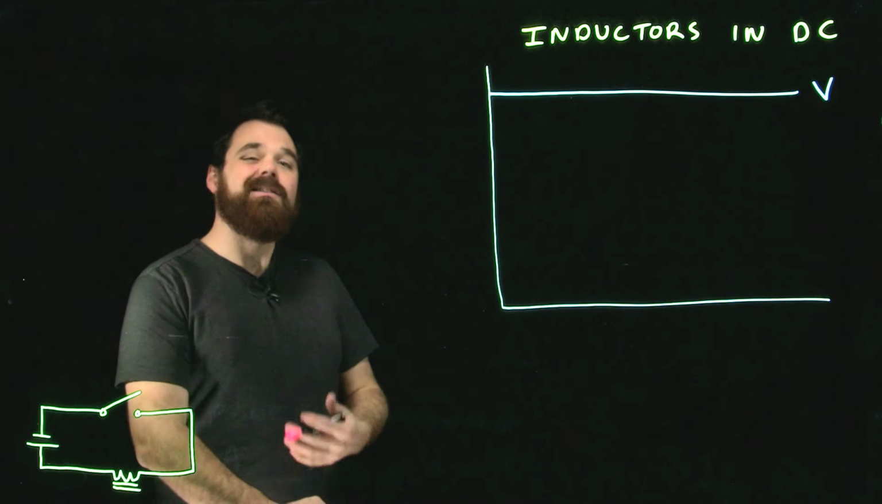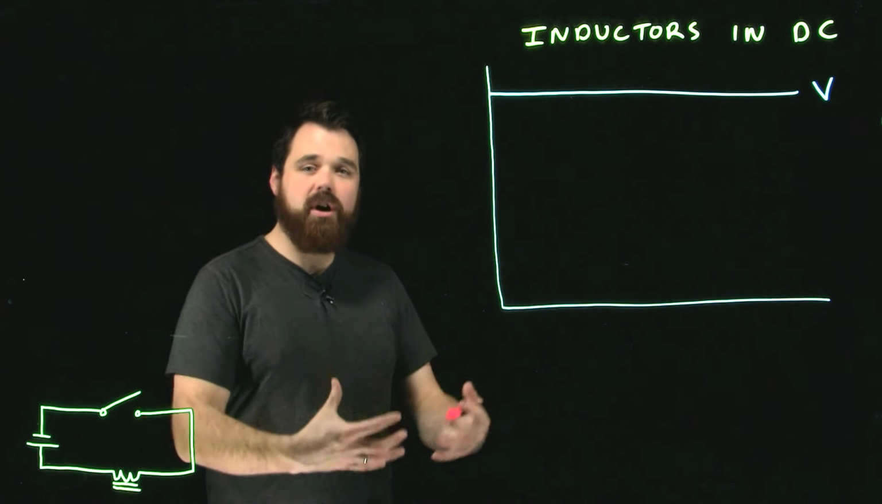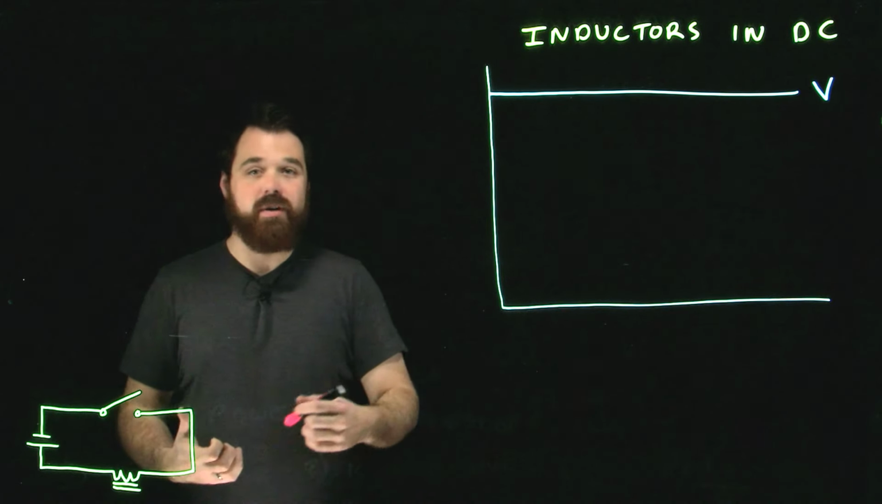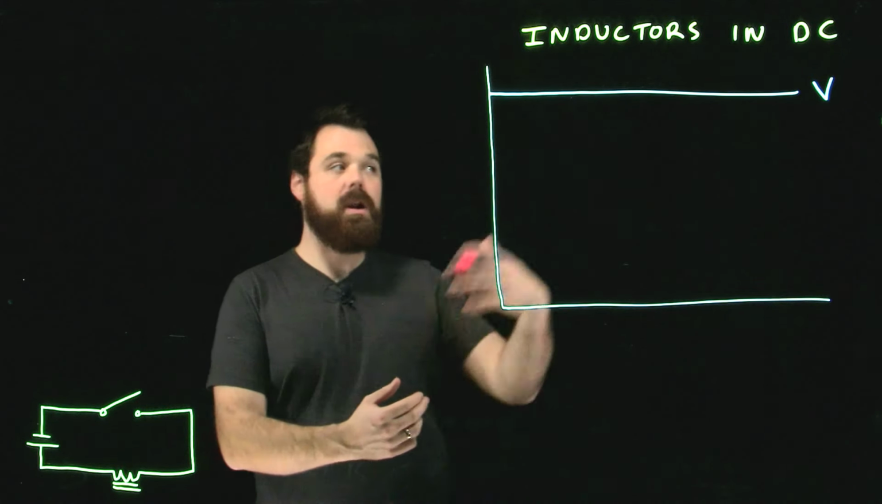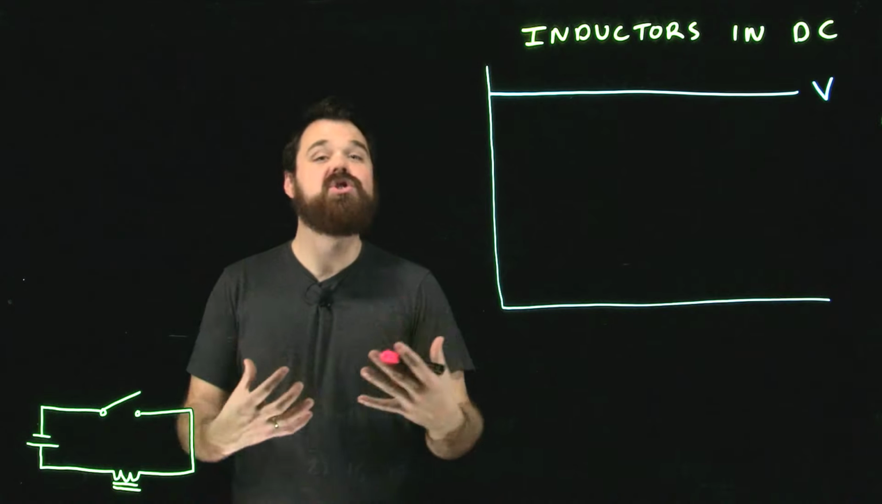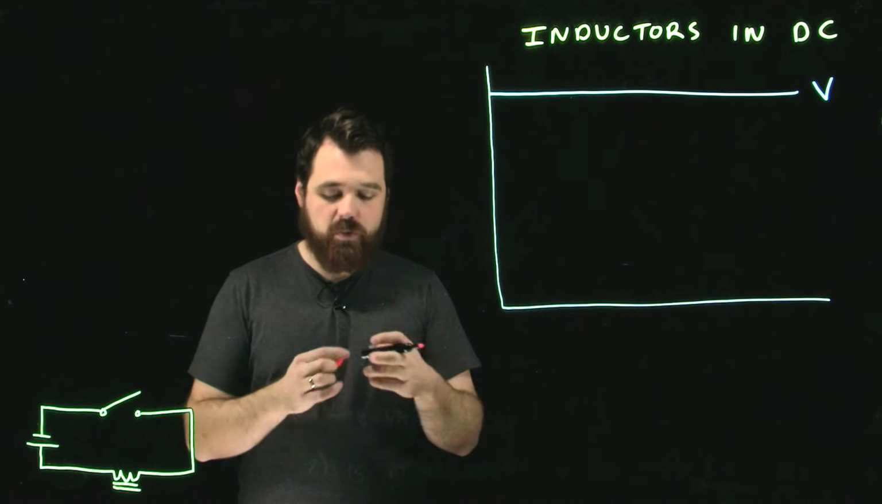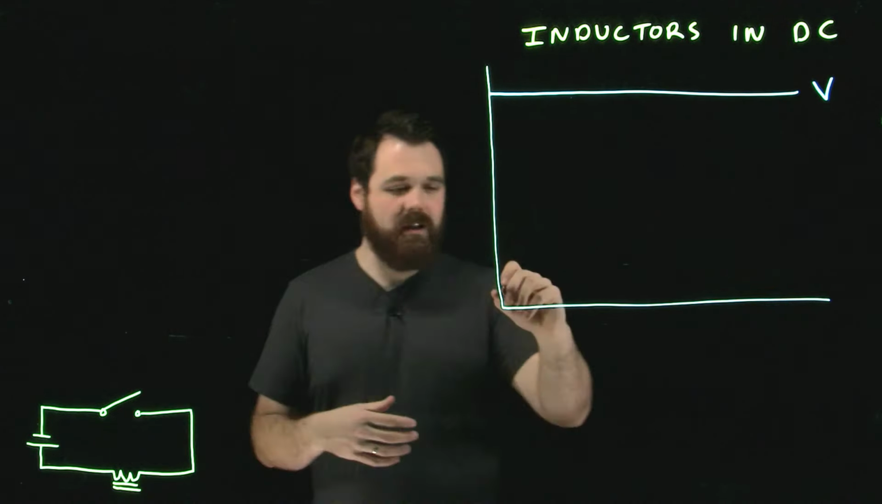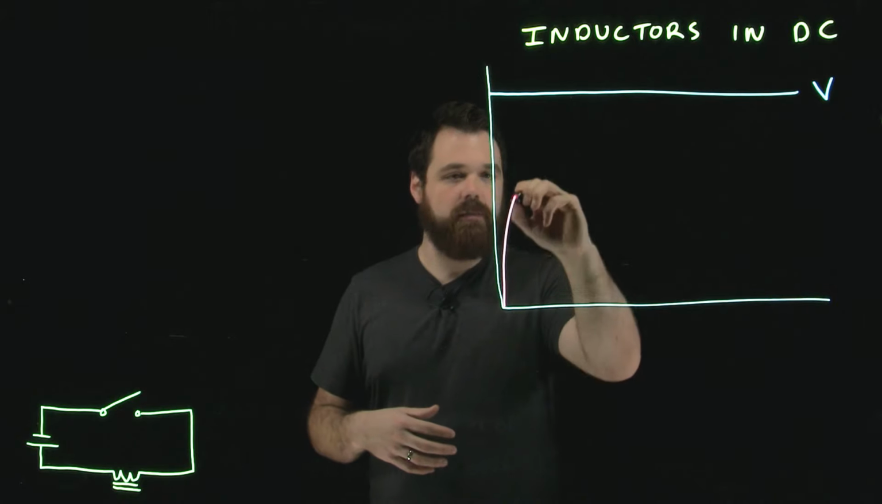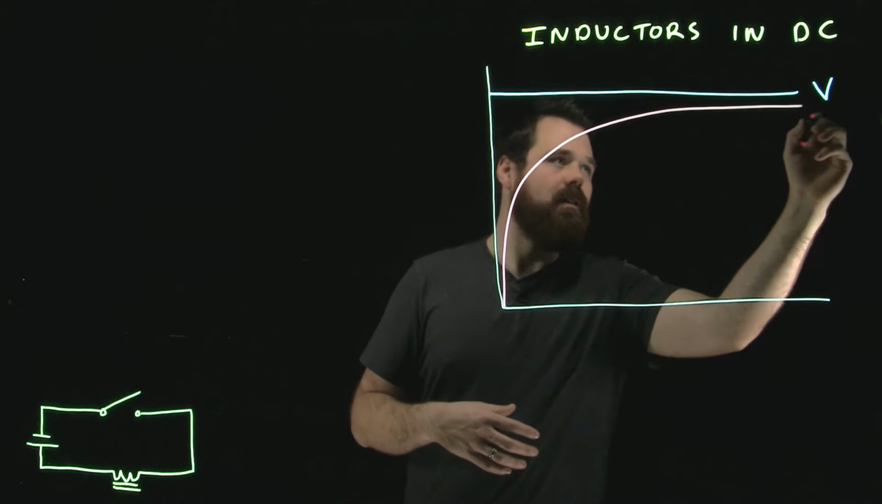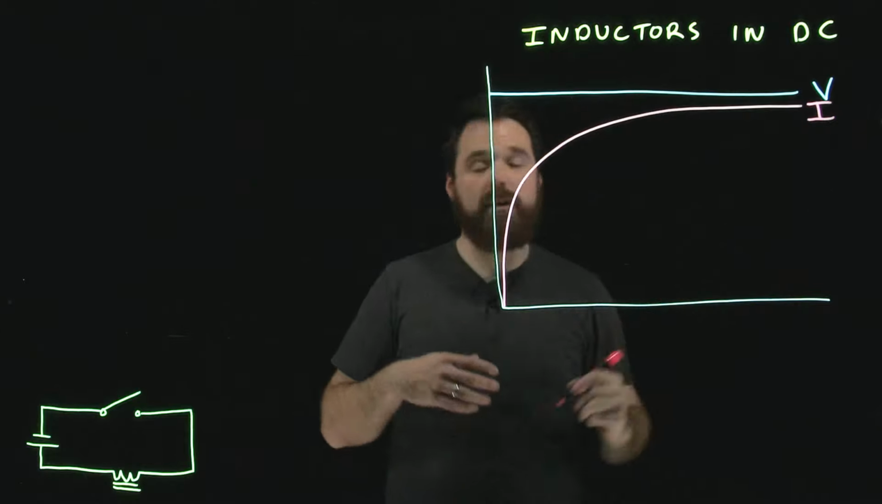Well, we know with inductors, they're opposing that change in current. As soon as I close this switch, current is going to try and go from 0 to whatever my value of current is. So we're changing the value of current. Because we're opposing that, what we see is a rising arc of current. So we see something like this happen with our current.